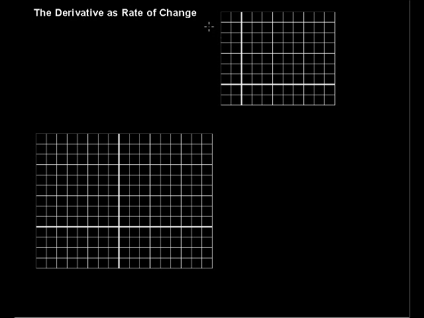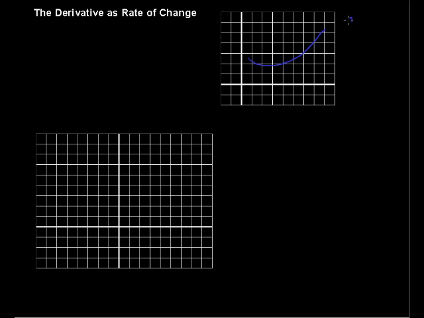In this video, I will first define what it means for a derivative to be a rate of change, and then I'll give a few examples of what it means to have an instantaneous rate of change and how that relates to how that is the derivative. So first of all, let's take a look at this function.